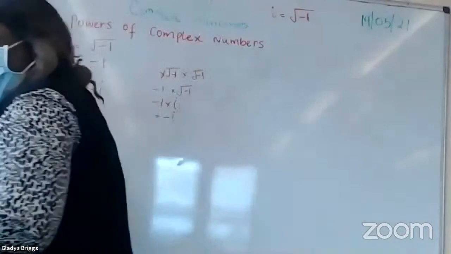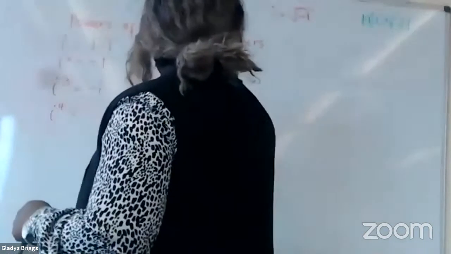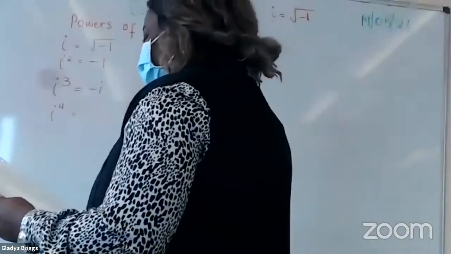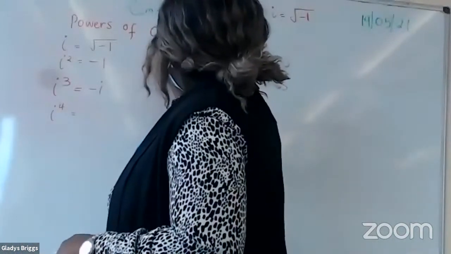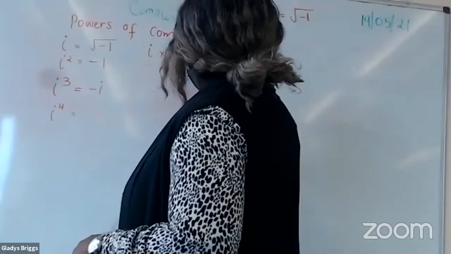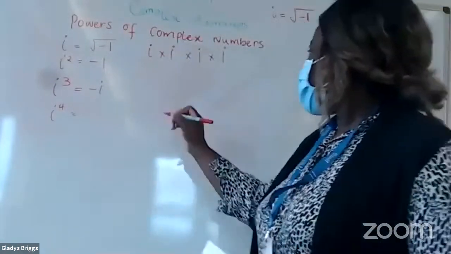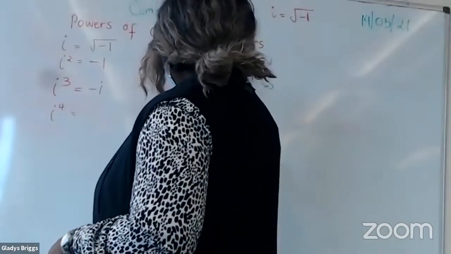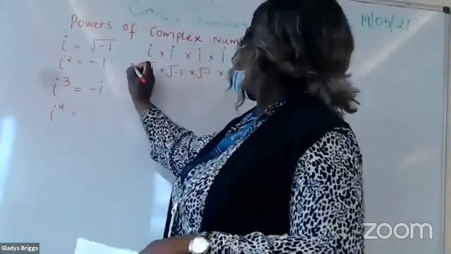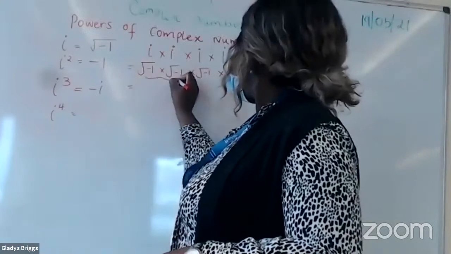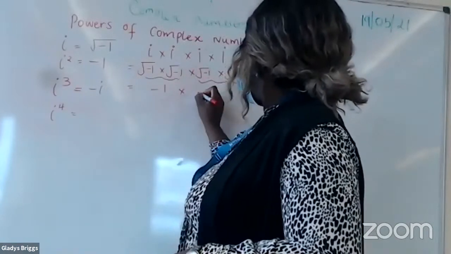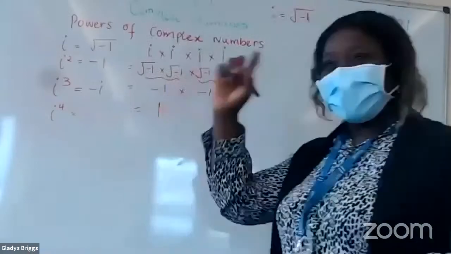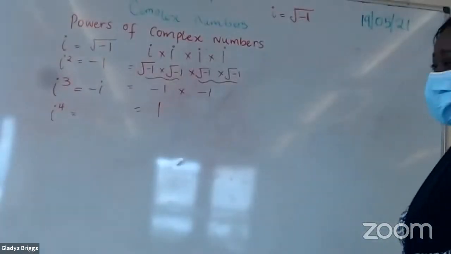But maybe, Maddie, you are enjoying this topic so much. Okay, let's see. You might be right. Let's see. So this is i times i times i times i. Square root of -1 times square root of -1 times square root of -1. This times this is -1. Times this times this is -1. -1 times -1 is 1. So you are right. Told you. Okay, well done to you.